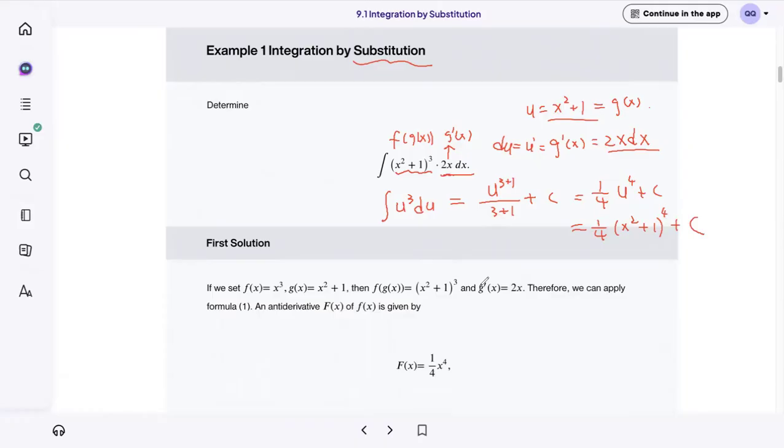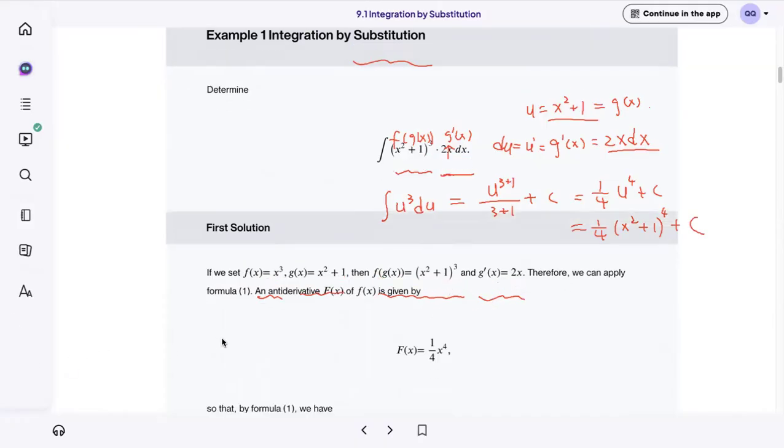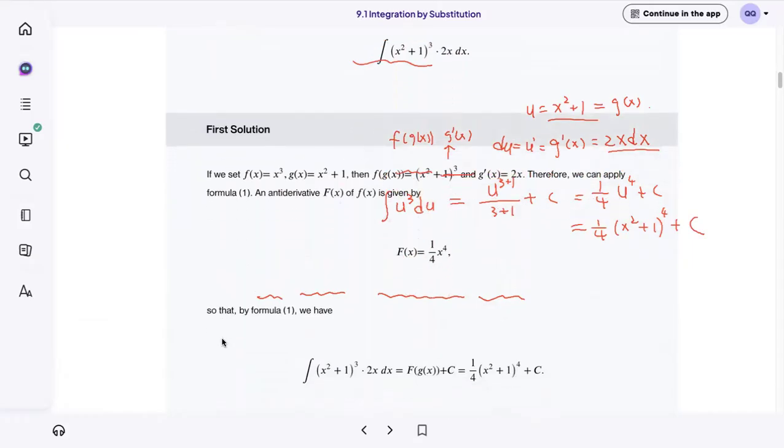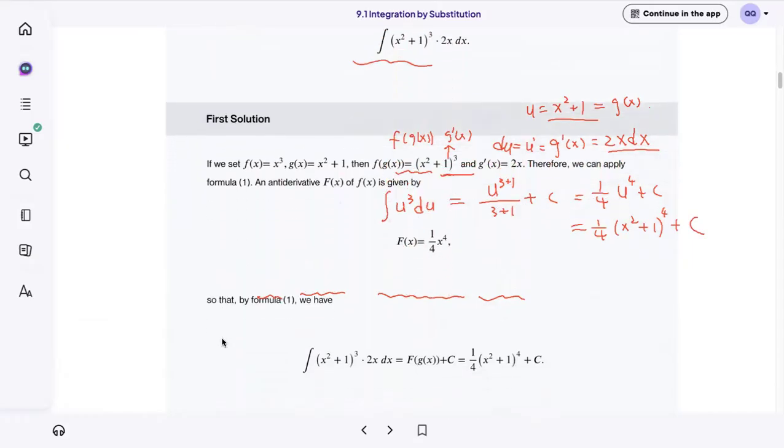So that's called u substitution. Or you can call it g substitution, right? In this case, let's see this one. Let f of x be x cubed, g of x be x squared plus 1. Then the composition function is x squared plus 1 raised to 3. Then g prime of x equals 2x. Then we can anti-differentiate.